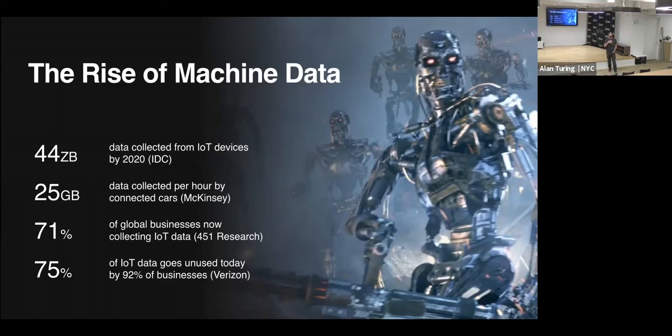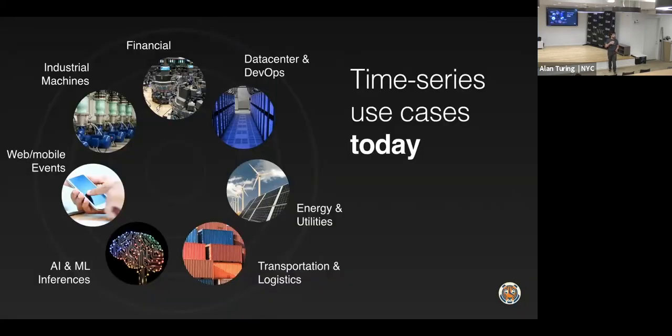explosion now with the rise of machine data. IDC expects 44 zettabytes of data a year by 2020, and just as one data point, a single call can create as much as 25 gigs of data an hour. And so this is really the era of time series data. And most people here, I would guess, think of time series data in the data center and DevOps use case, where it's used for monitoring.